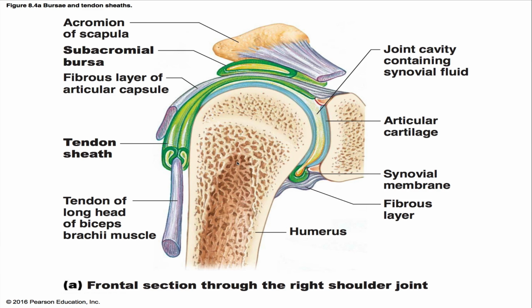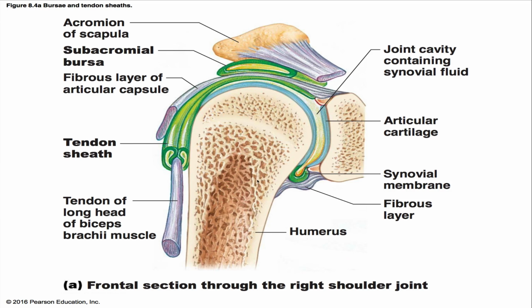In this illustration, it shows you a frontal section of your right shoulder joint. We have your articulating bones over here, and notice we have the outer fibrous layer of the articular capsule. You have the articular cartilage over here. You have your synovial cavity over here. And of course, you have the inner synovial membrane that's lining this capsule.